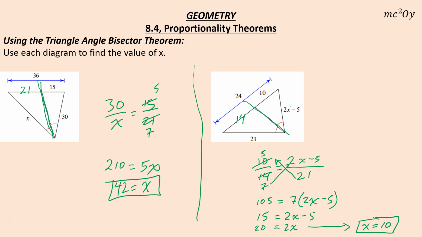And remember, you can always check it. 2 times 10, well, that's 20 minus 5 is 15. So 10 over 14 equals 15 over 21. Well, 10 14ths reduces to 5/7. 15 over 21, well, 3 goes into 15 5 times, and 3 goes into 21 7 times. So 5/7 equals 5/7. So it checks out.